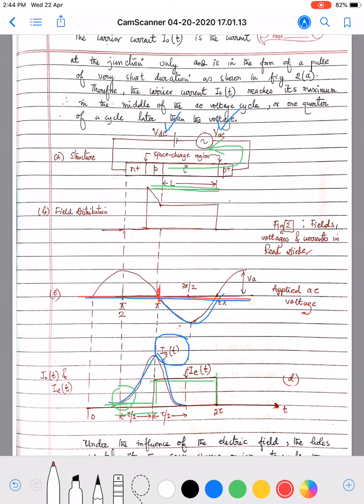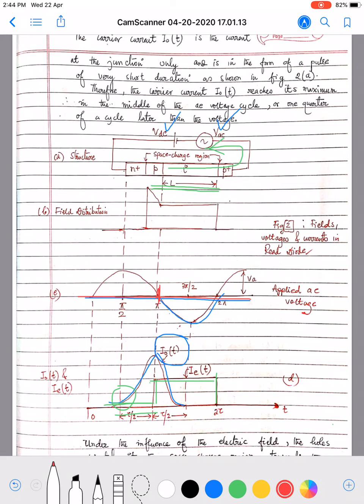The carrier current I0t reaches its maximum in the middle of the AC voltage cycle. That we have already explained, a quarter of a cycle later than the voltage. So I0t is pi by 2 phase apart from the AC signal, and IET takes another pi by 2 for the travelling during the L section. We'll see in a short while.